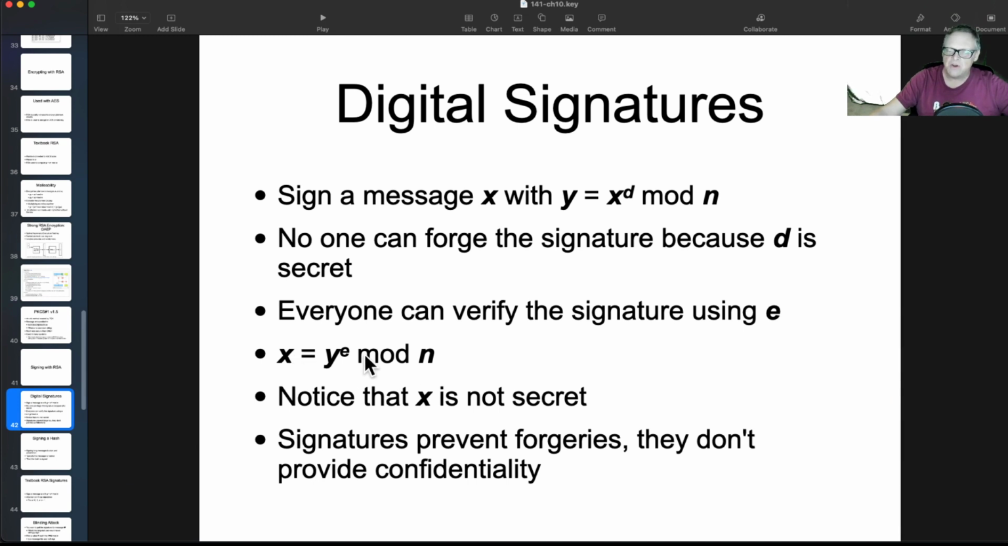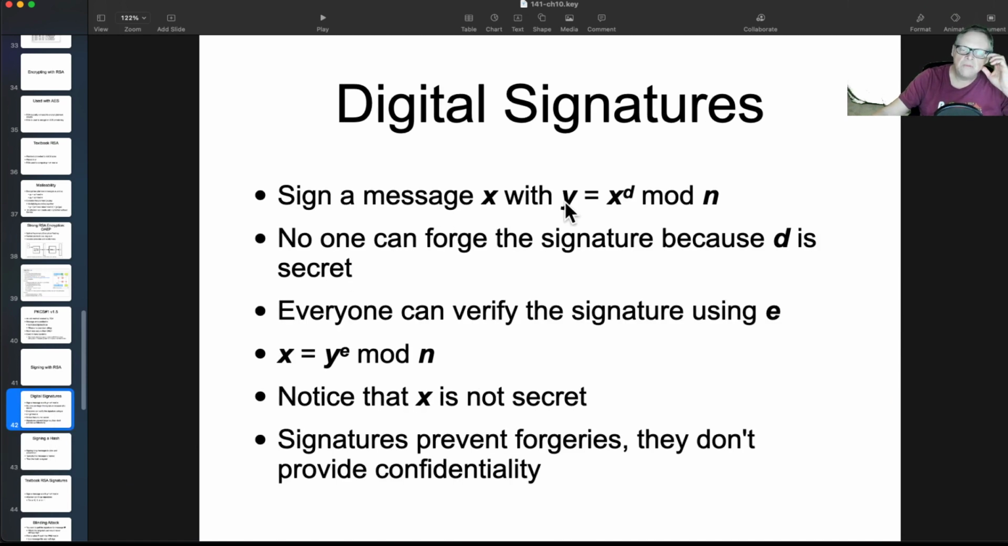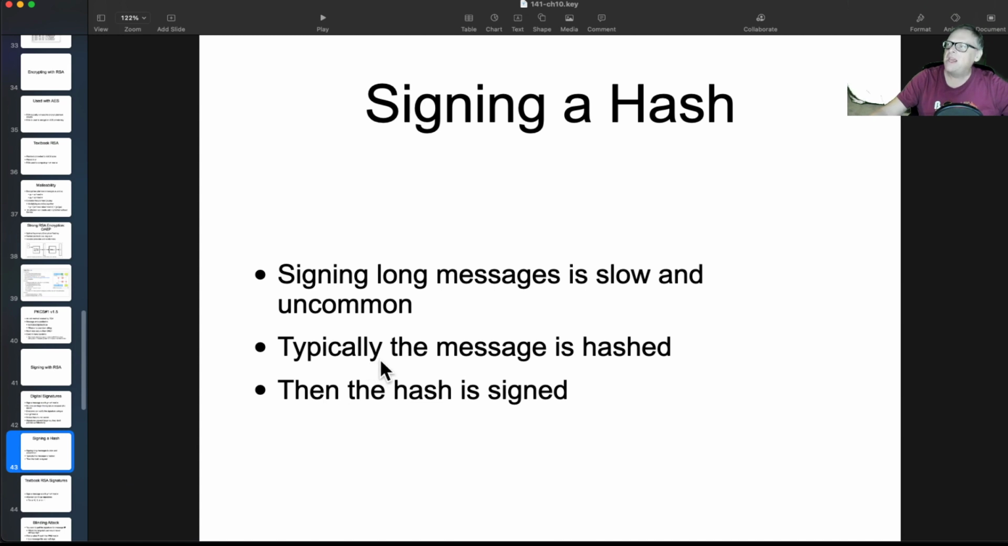So it's a signature. X is not secret, that's the message you sent. So this is a way to sign a message. It does not provide confidentiality, just a signature, but it's a classic RSA signature. Now, typically, you don't want to sign the whole message because it's long and this calculation would be long, so you hash the message and then sign the hash.